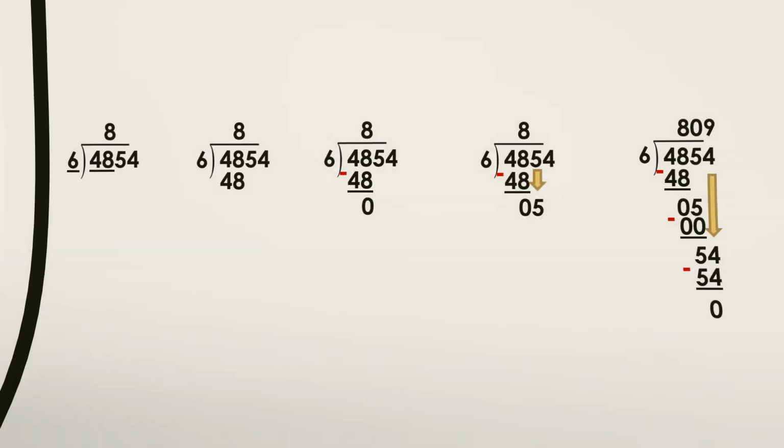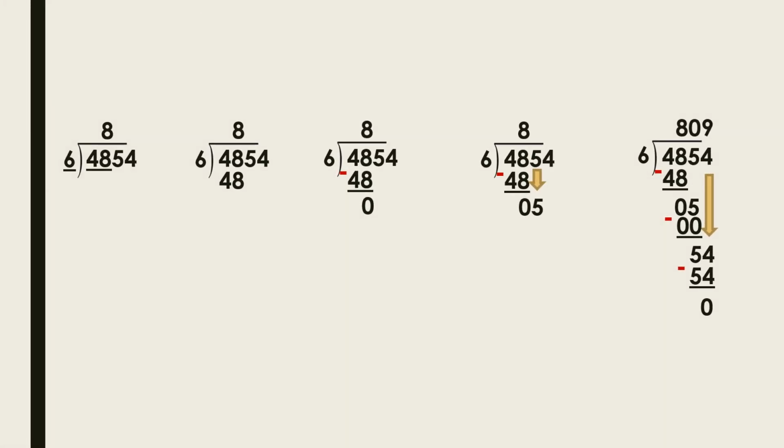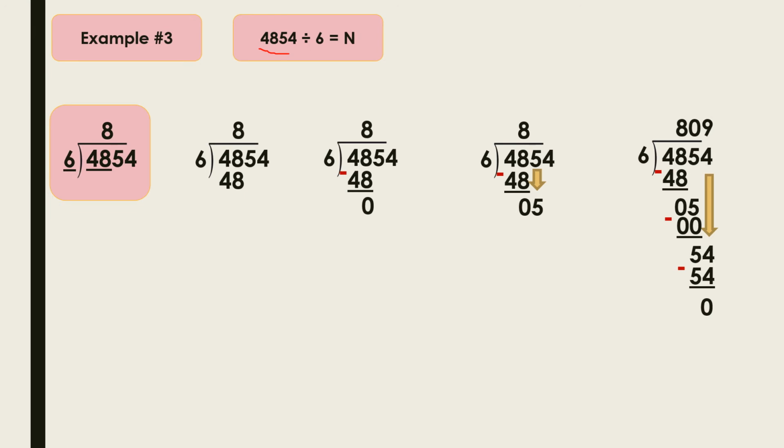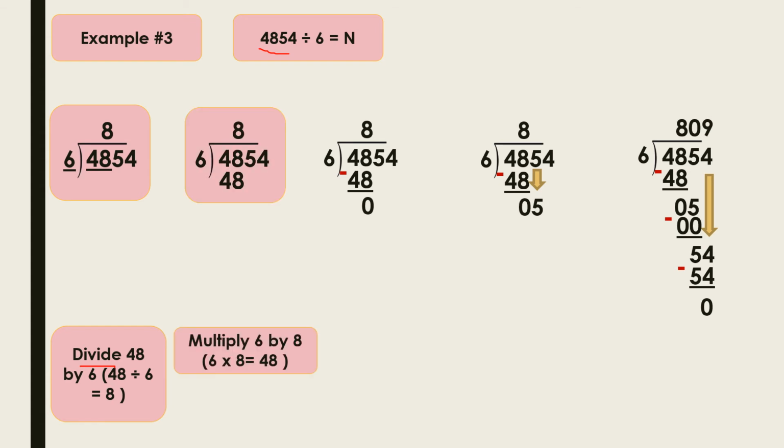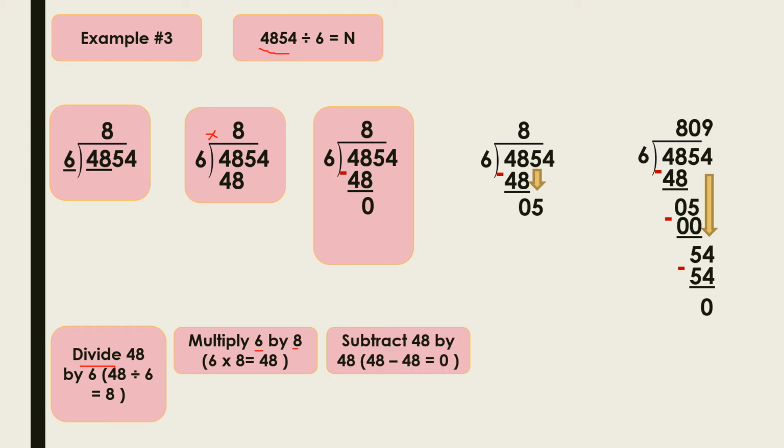Next example. Our next example is 4,854 divided by 6. So, step 1 is, again, divide. Divide 48 by 6. The answer is 8. After you divide, you multiply: 8 times 6 equals 48. You write it under 48. After that, you subtract 48 by 48, which is 0.